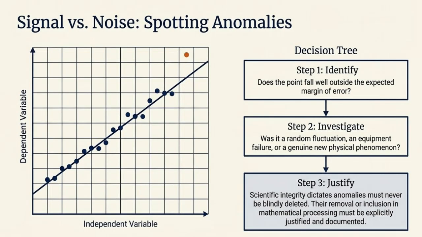Scientific integrity requires that we don't just remove these points without good reason. Any decision to exclude or include such data must be clearly justified and documented so that our analysis remains transparent and trustworthy. This approach helps ensure that we separate meaningful signals from random noise in our data.